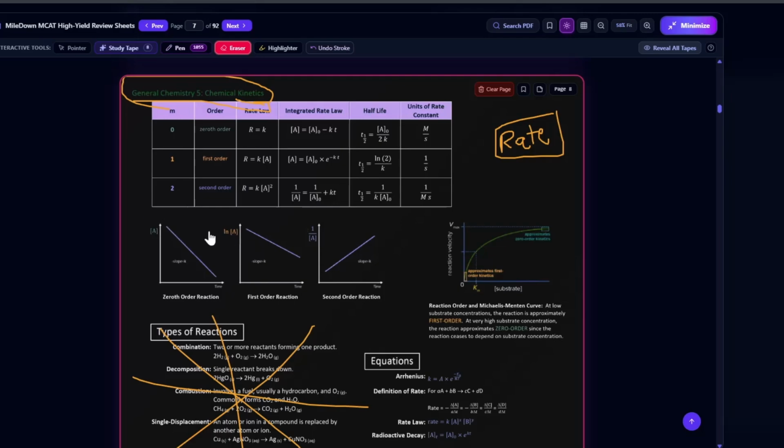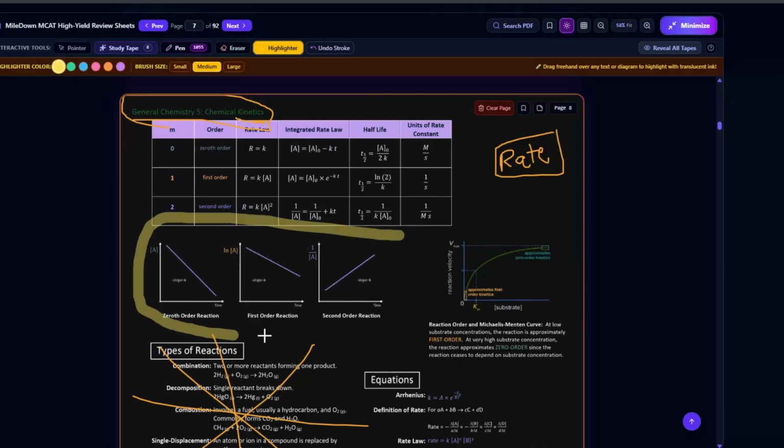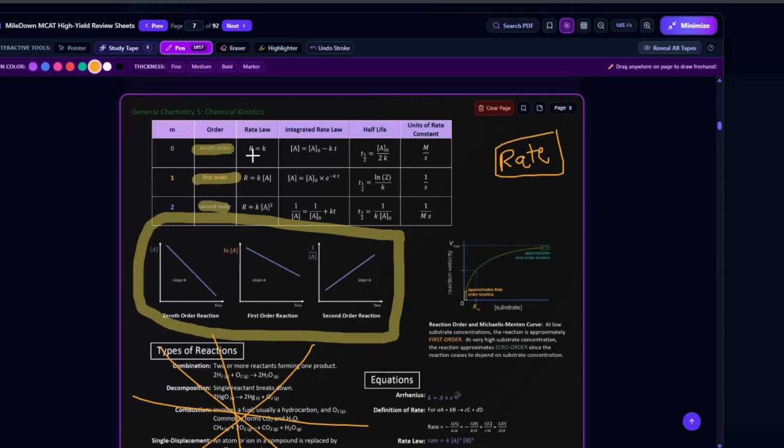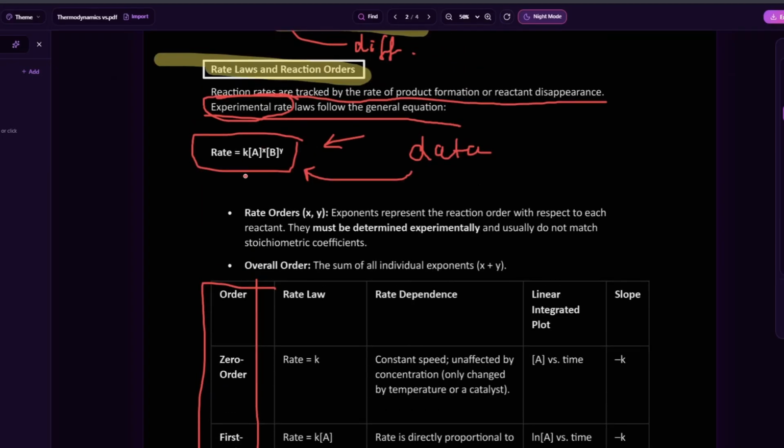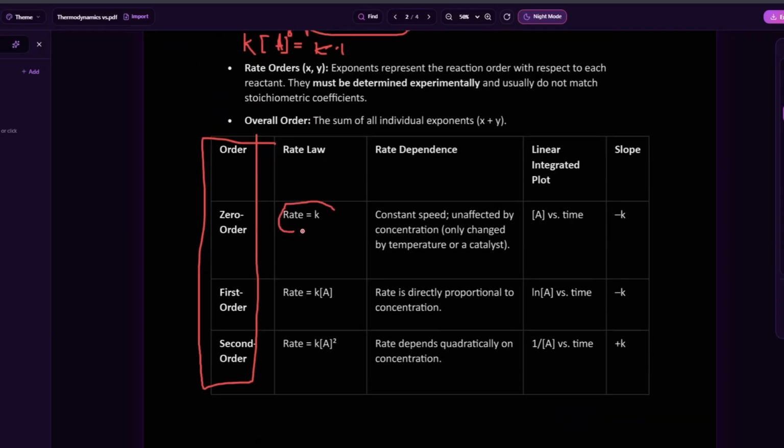Rate orders would be over here in the chart. It's also here. When you solve for the rate law, if you get rate equals k[A]^0, this is your exponent laws. If you don't know your exponent laws, you should know that anything to the power of 0 is 1. So if you substitute k[A]^0, you're going to get k times 1. What is k times 1? Just k. So your rate law is rate equals k.